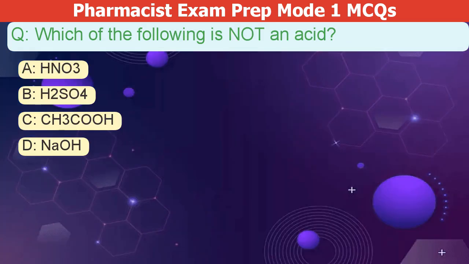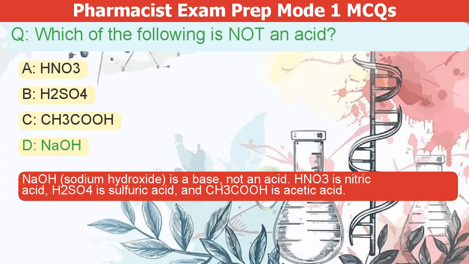Which of the following is not an acid? A. HNO3. B. H2SO4. C. CH3COOH. D. NaOH. The correct answer is D. NaOH, sodium hydroxide, is a base, not an acid. HNO3 is nitric acid, H2SO4 is sulfuric acid, and CH3COOH is acetic acid.